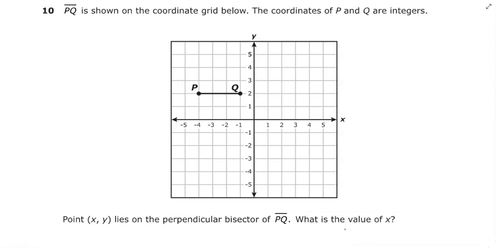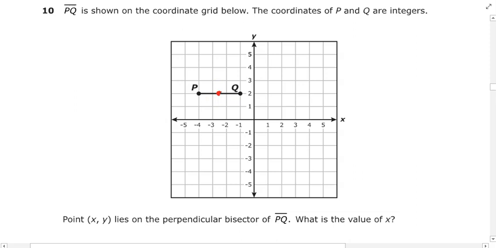So perpendicular bisector is exactly what it sounds like. We need a segment that is perpendicular to and bisects. Bisects means it goes through the midpoint, so I need to find the midpoint. Since this is a horizontal line, you could just average the X values. -4 + 1 = -5, divided by 2, so at -2.5, that looks like it's right. If you wanted to use the midpoint formula, you could on this one, and you'd also get -2.5 as your midpoint.